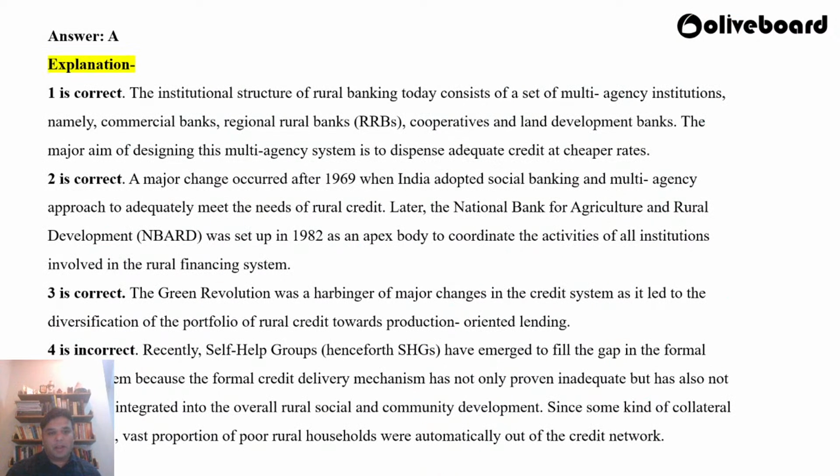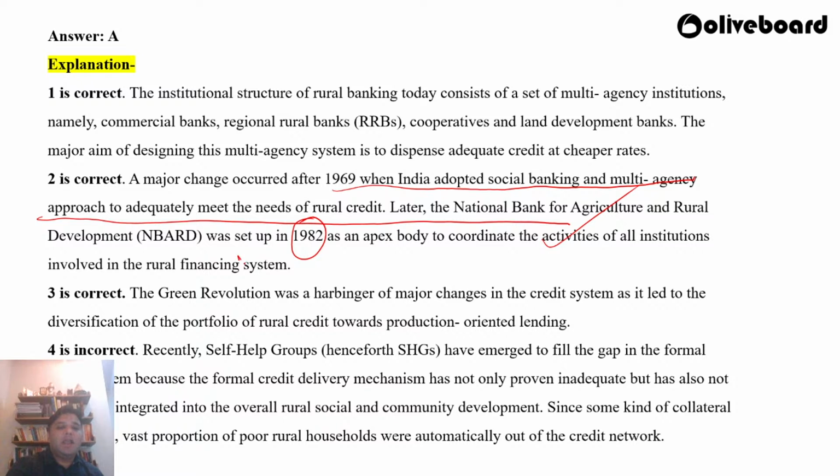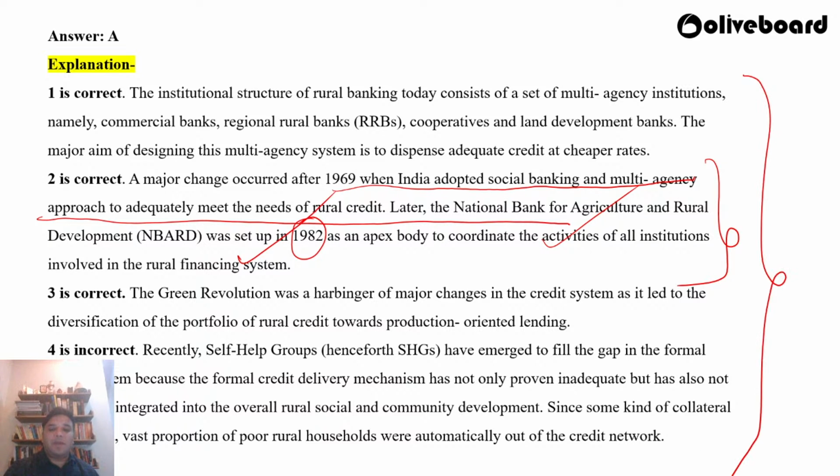1, 2 and 3. Okay, so a key takeaway here: a major change occurred after 1969 when India adopted social banking and a multi-agency approach to adequately meet the demands of rural credit. Later, the National Bank for Agriculture and Rural Development was set up in 1982 as an apex body to coordinate the activities of all institutions involved in rural financing, right? So this is a major key takeaway from this. Everything else I have already explained.